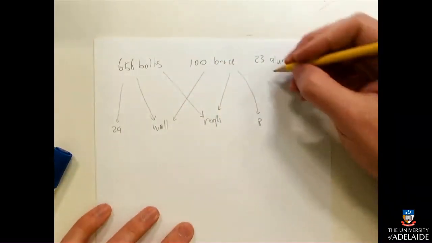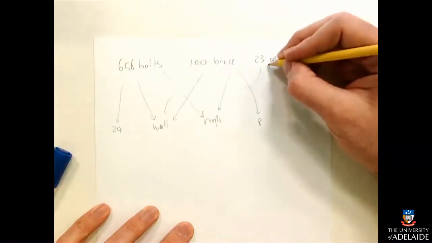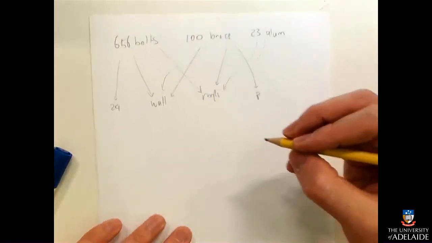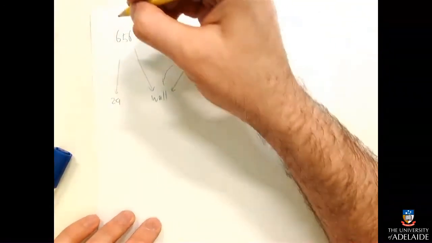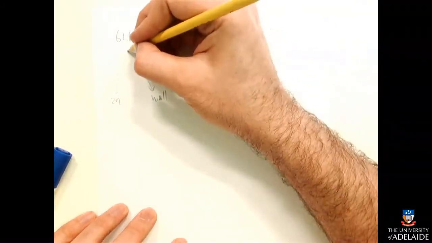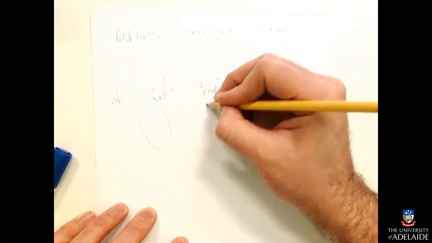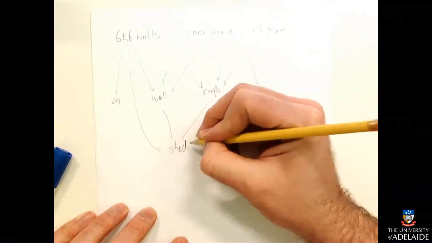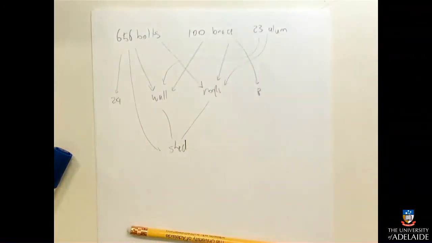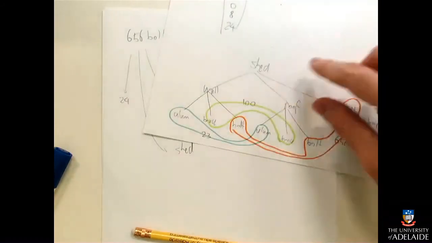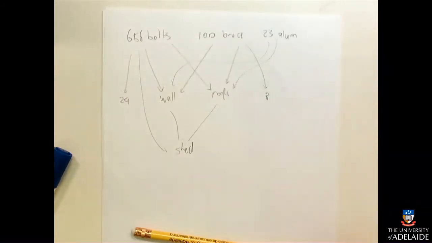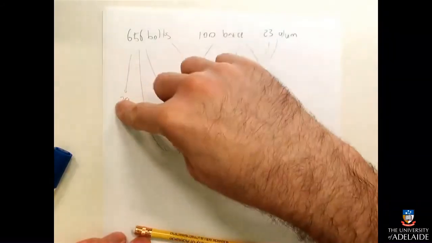And then the aluminium sheets, some of them are going to make walls and some of them are going to make roofs. And some of these bolts are used to join these together to make sheds. Okay, this is this diagram, but upside down. So there's 24 left over.